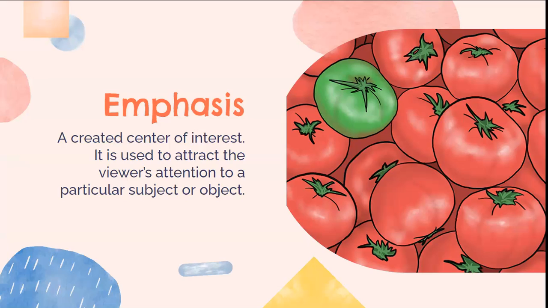Emphasis is a created center of interest and it's used to attract the viewer's attention to a particular subject or object. As you can see in the picture again, we have tomatoes, but there is a distinct green tomato here in this artwork. Because in emphasis, this is what we focus on in an artwork. Usually, it's the largest or most detailed area of the artwork.